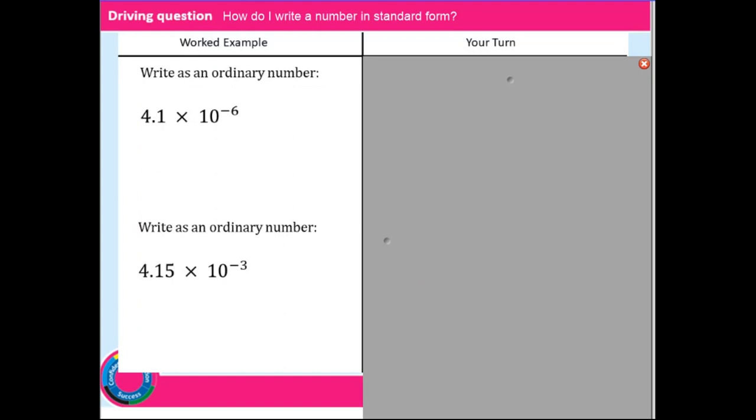Here's some other ones. So if we're multiplying by 10 to the power of negative 6, if we think back to our indices lesson, what we're actually doing is multiplying by 1 over 10 to the power of 6. So we're basically multiplying by 1 and dividing by 10 to the power of 6. What we're actually doing is we're doing 4.1 divided by 10 to the power of 6. So if you have a negative power, when something's written in standard form, you're dividing by that power of 10. So we're doing 4.1 divided by 10 6 times.